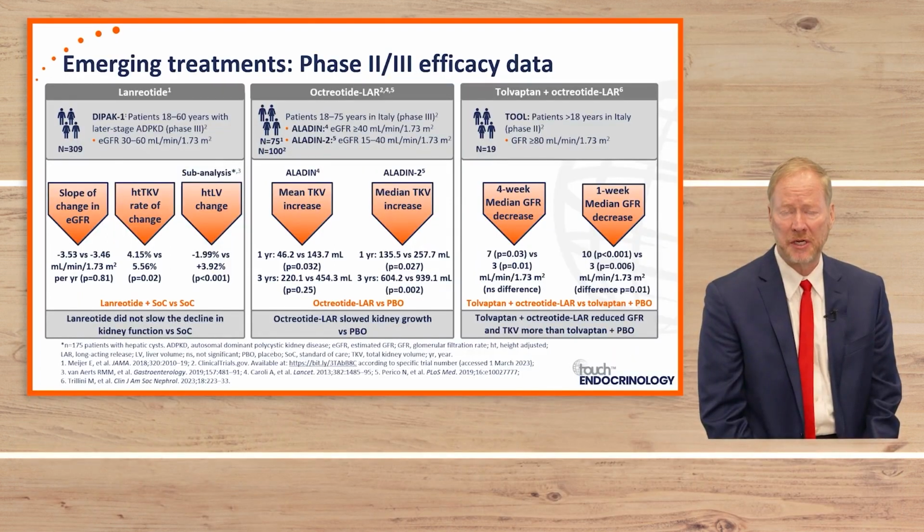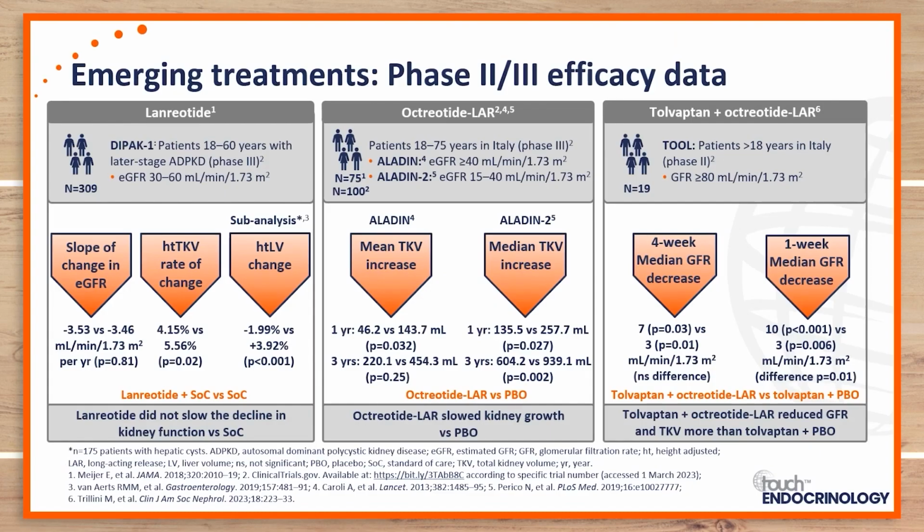There are some emerging treatments now. They're a little bit earlier on, in phase 2-3 stage. Lanreotide is one. Octreotide LAR is another one. And then the combination of Tolvaptan along with octreotide LAR. And you can see they're using similar measurements, looking at things like the total kidney volume as well as renal function. And these certainly do look very promising.